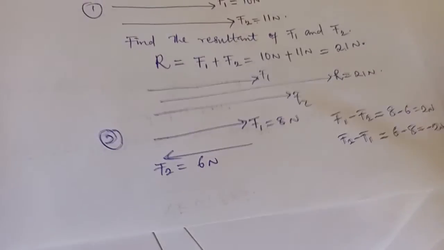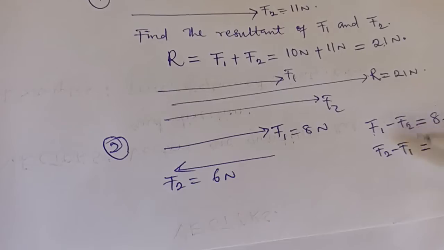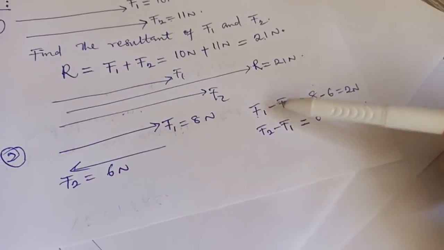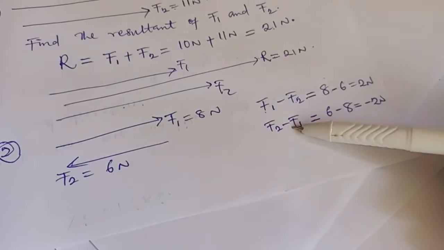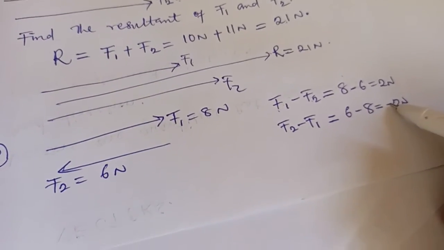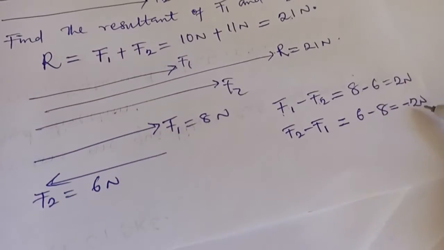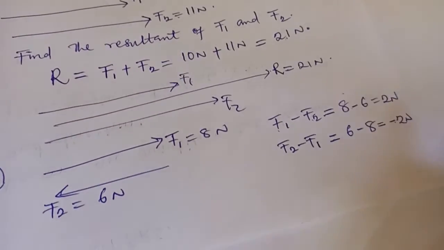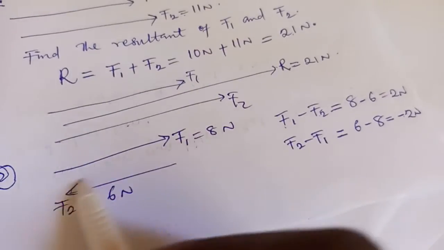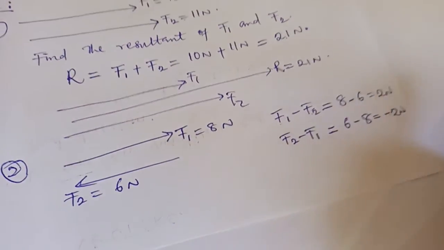You can see when vectors are traveling in opposite direction, F1 minus F2 is not the same thing as F2 minus F1, which means this is the resultant of the vector F1 with respect to F2, and this is the resultant of the two vectors F2 with respect to F1. Don't say that if you see a negative sign after calculating the difference between vectors, the answer is incorrect. No, that's not the case. Whenever you see negative, it's just showing the direction of the resultant. For F2 minus F1, it will look this way, and for F1 minus F2, it will look this way.